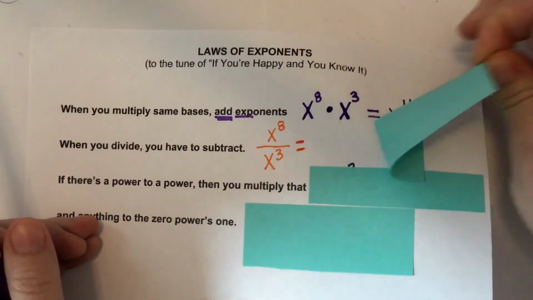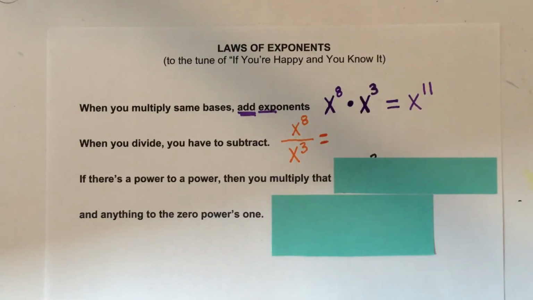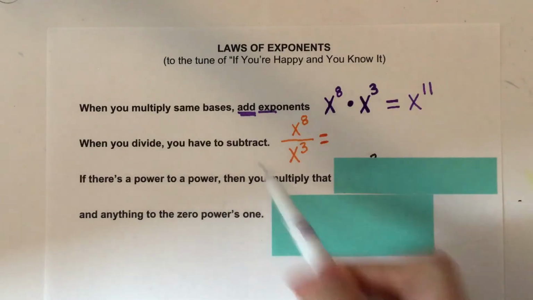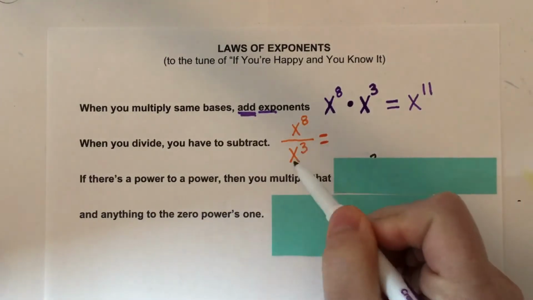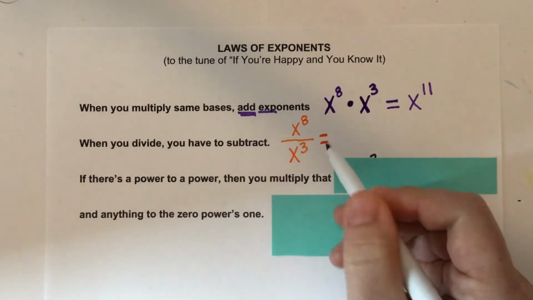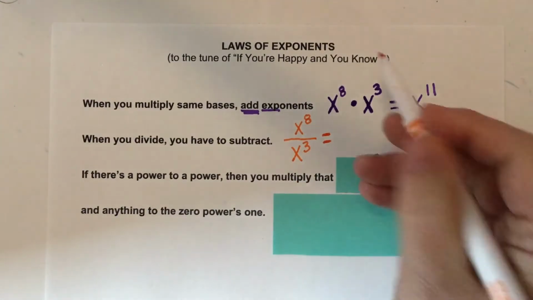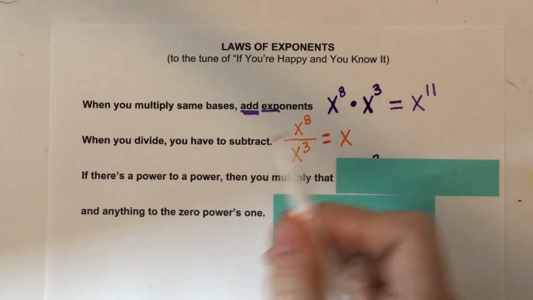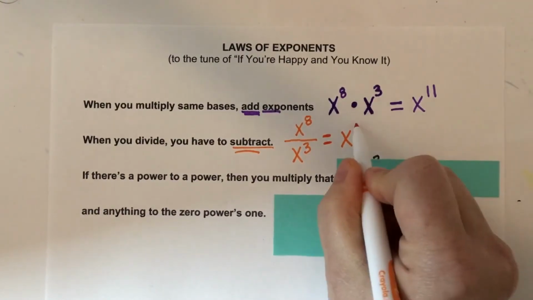When you divide, you have to subtract. All right, so this is what it looks like when you're dividing the same base. In order for the rule to apply, these do have to be the same base. Both x's, both y's, both z's, both 2's, both t's. So as long as you're dividing the same base, the rule is you keep your base and you subtract your exponents. So 8 minus 3 is 5.